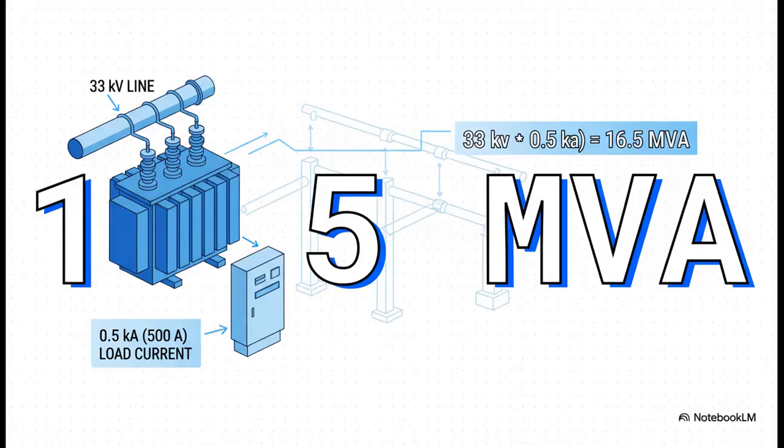Okay, let's put some real-world numbers to this. Let's say our substation is getting fed by a 33 kilovolt line. That's our high voltage input. And we know it needs to handle a load that's going to pull a maximum of 500 amps, which is half a kiloamp. So you just multiply 33 kV by 0.5 kiloamp and boom, you get your answer. 16.5 MVA. That's it. That's the number you'd literally take to a manufacturer to order your transformer.